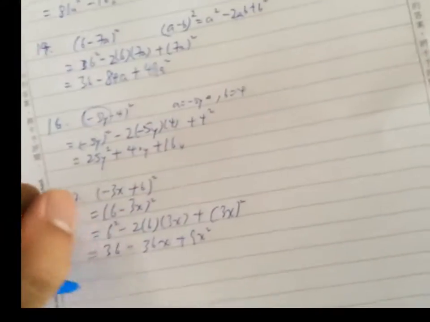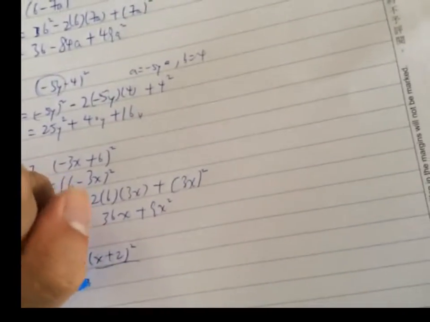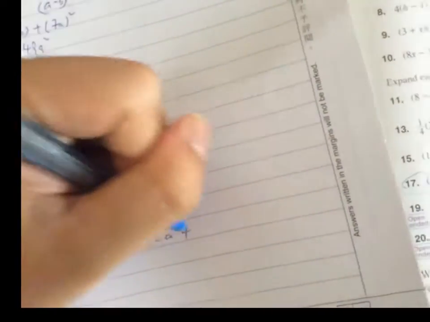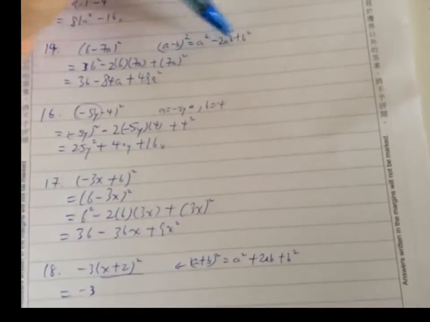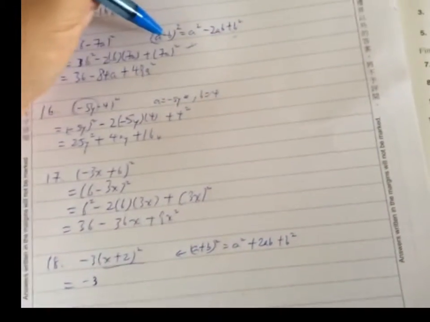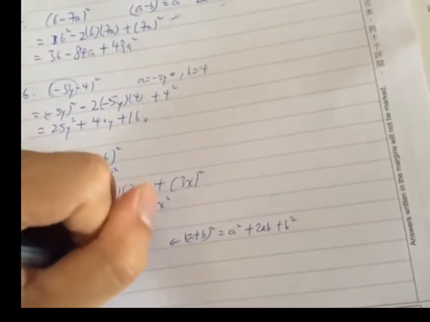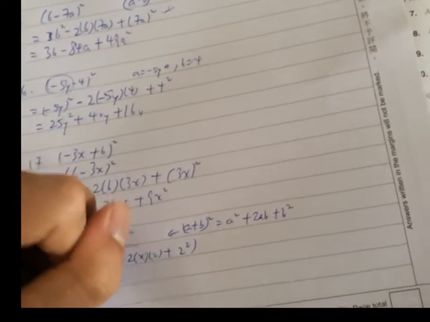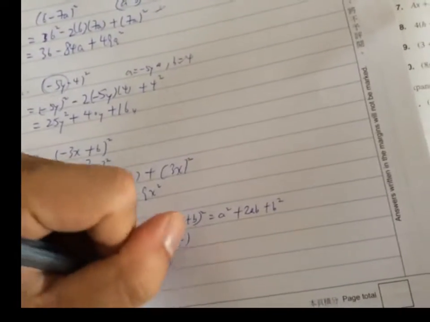Number 18. Negative 3 times (x plus 2) squared. We do the square first. We are using (a plus b) all squared equals a squared plus 2ab plus b squared. So these two perfect squares, first term and the last term always positive, and the middle term follows the sign inside the bracket. x squared plus 2 times x times 2 plus 2 squared. Negative 3 times (x squared plus 4x plus 4), which is negative 3x squared minus 12x minus 12.